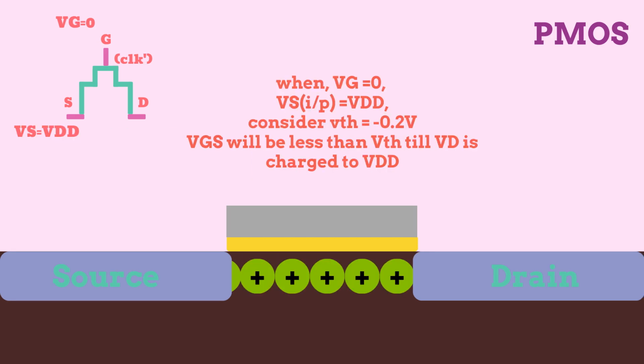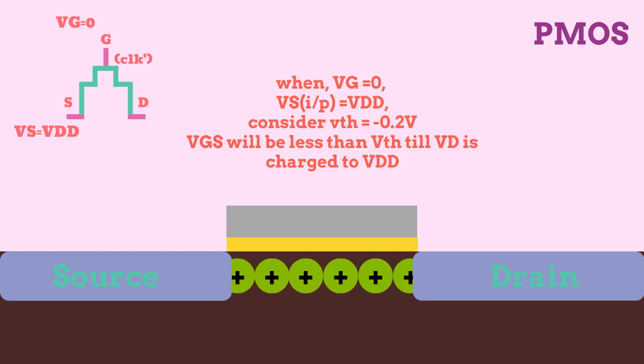For PMOS to be on, VGS should be less than the threshold voltage. When VG is set to 0 and Vs is set to VDD, which is logic 1, VGS will be less than the threshold voltage till VD is charged to VDD. That is why PMOS is good at passing 1.